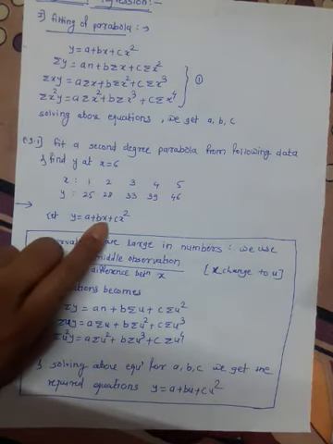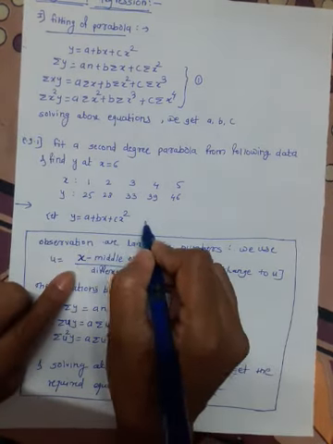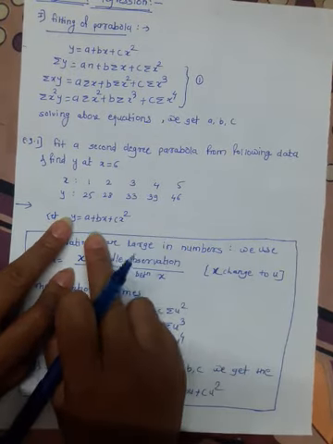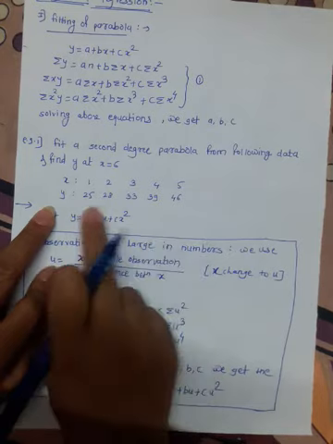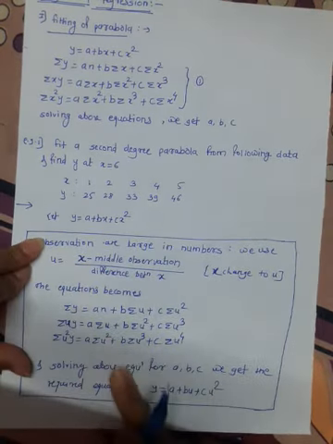Let y is equal to a plus bx plus cx square. You can call this equation number 1. For this particular problem, the x values and y values are very big. That's why we will use the change of scale method.